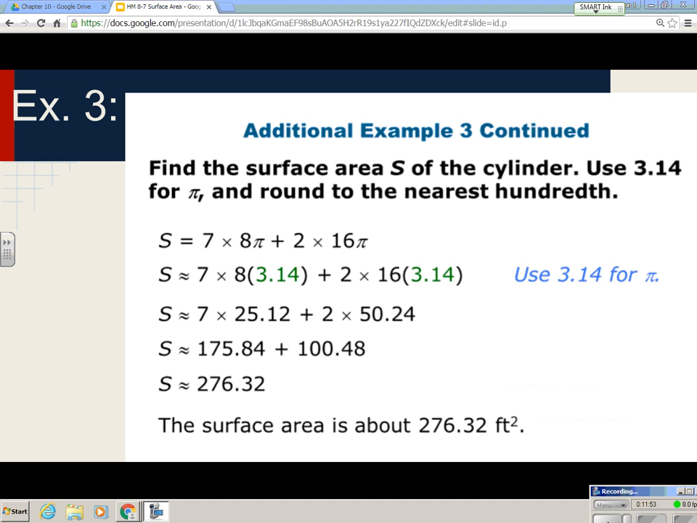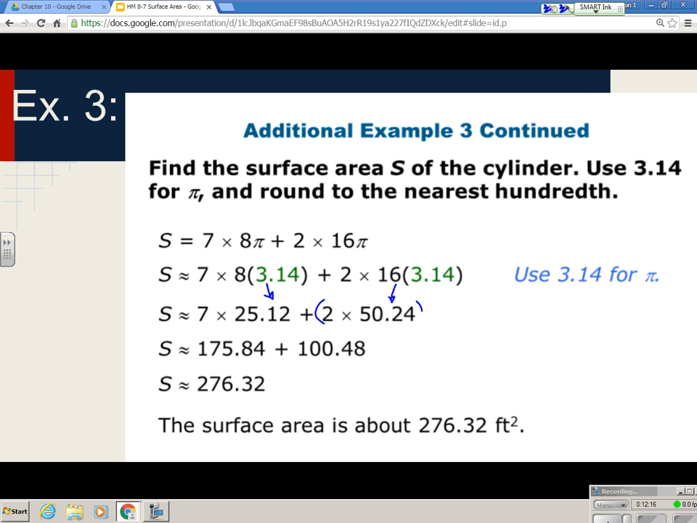So now that I wrote it nicely, you'll see S equals 7 times 8 times pi, or 3.14, plus 2 times 16 times pi, or 3.14. Do the things in parentheses first. So 8 times 3.14 gave us 25.12, and 16 times 3.14 gave us 50.24.